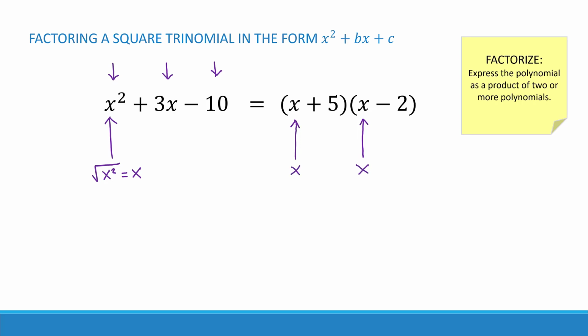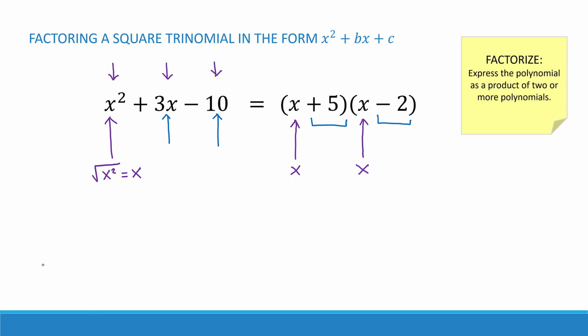We can also see that both parentheses have a number that is being added or subtracted, and that it is different in both parentheses. On the first one, we have plus 5, and in the second one, we have minus 2. If we observe closely, we can tell that both numbers are related to the numbers that we have in our second and third terms in the trinomial.